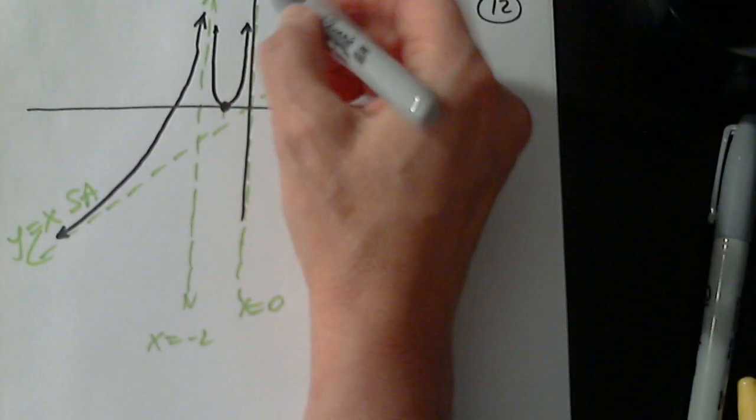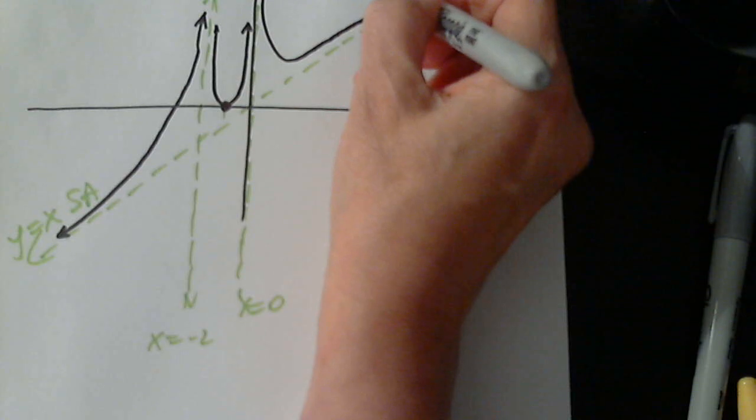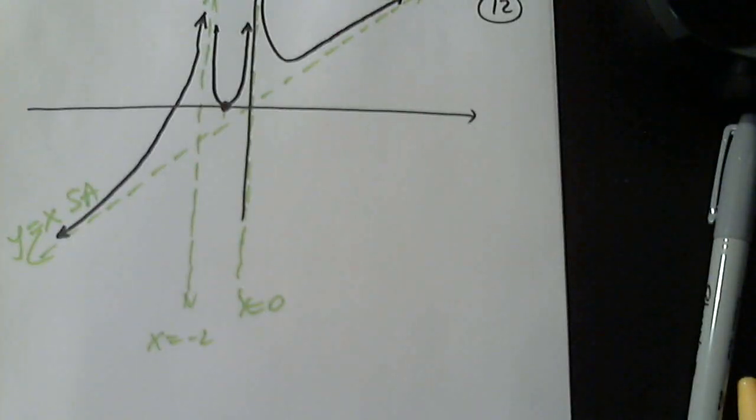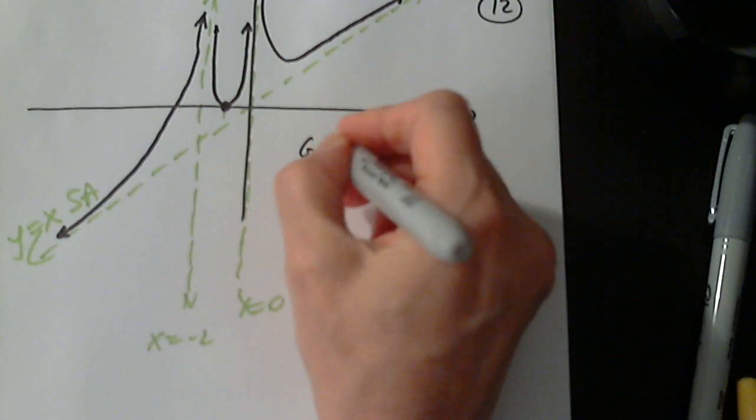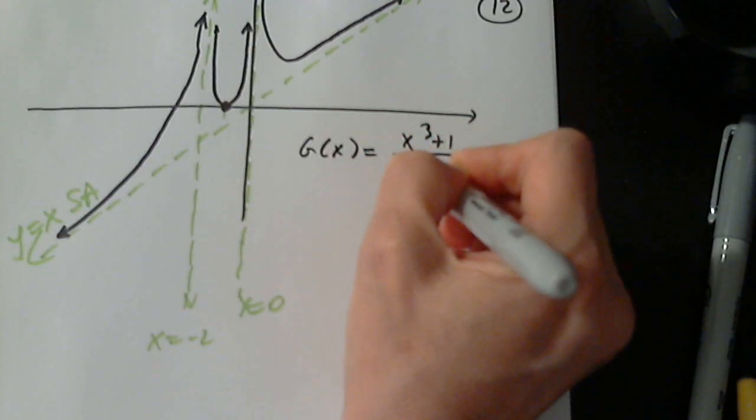Now on the other side, from positive infinity to positive infinity, asymptotically, meaning getting closer and closer. And this is the graph of g of x, x cubed plus 1 over x squared plus 2x.